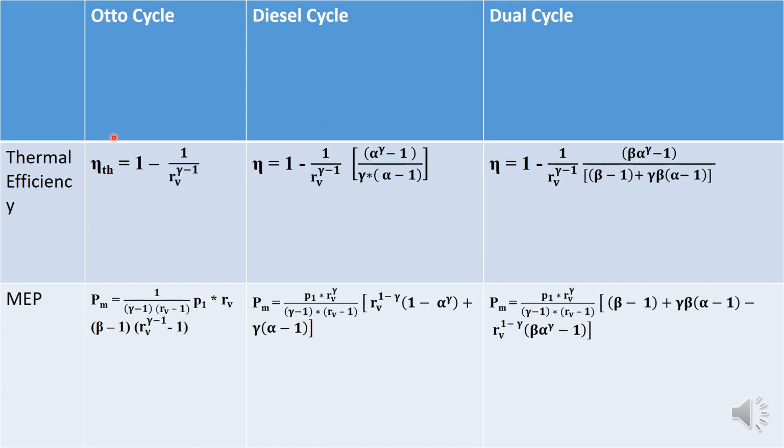So here in this table we have listed the formulas of thermal efficiency and mean effective pressure of three different cycles. So you should remember these formulas. Along with these formulas you should know the relationship between pressure and volume, pressure and temperature, and volume and temperature. If you know these many formulas, then it will be very easy for you to solve the problems related to air standard cycles.